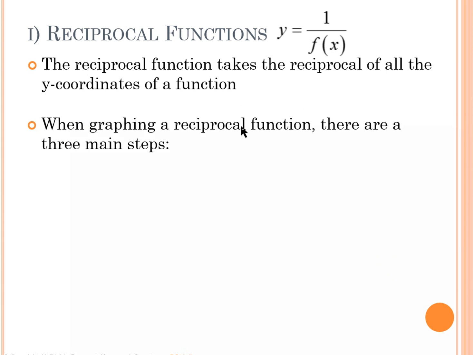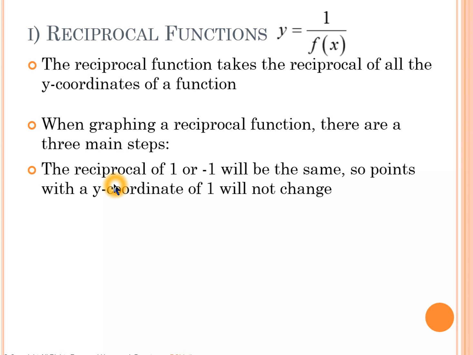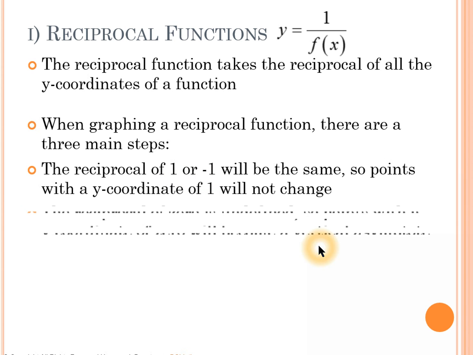Now, when you're graphing a reciprocal function, there are 3 main steps. Step number 1 is whenever you have a y value of 1 or -1, the y coordinates won't change, because the reciprocal of 1 is 1 and the reciprocal of -1 is -1. So when you're graphing reciprocal functions, always look for the 1 and -1 values, because the reciprocal of these two values will be the same. We'll practice this in the examples.